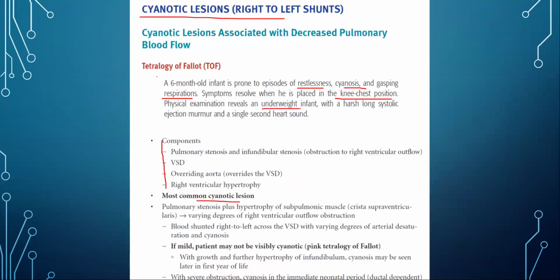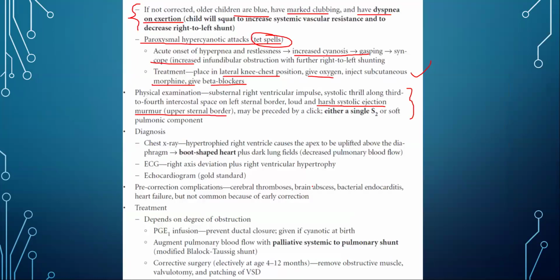And physical examination shows an underweight infant, so they will have poor weight gain and a harsh systolic ejection murmur. Okay, so that's the finding for TOF, or tetralogy of Fallot.